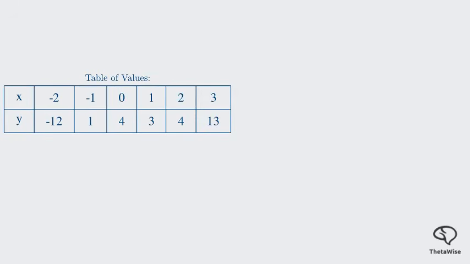Now let's use this table and our turning points to draw the graph for part 3.1.2. First, we plot all the points from our table and the two turning points we calculated. We plot our integer points, (-2, -12), (-1, 1), (0, 4), (1, 3), (2, 4), and (3, 13). We also plot our turning points, (0, 4) and (4/3, 76/27), which is approximately (1.33, 2.815).